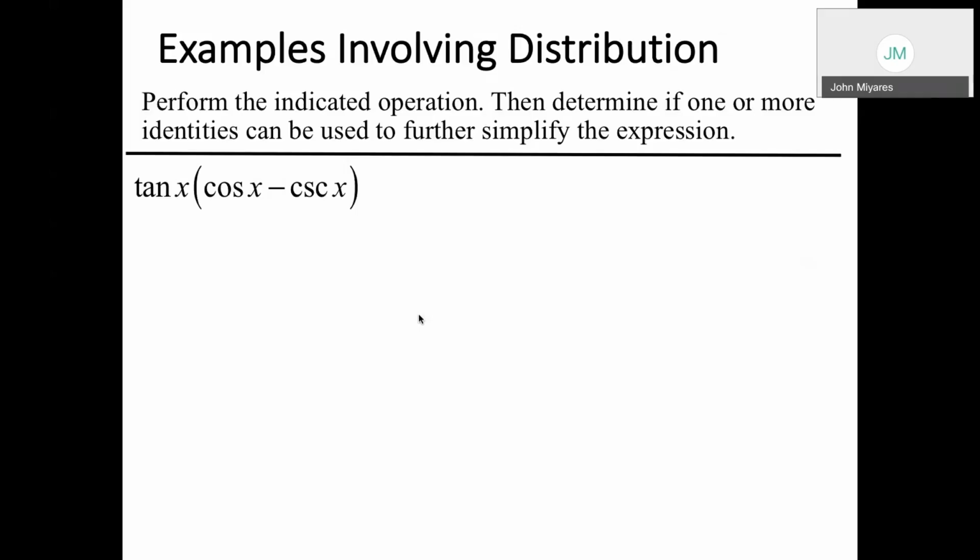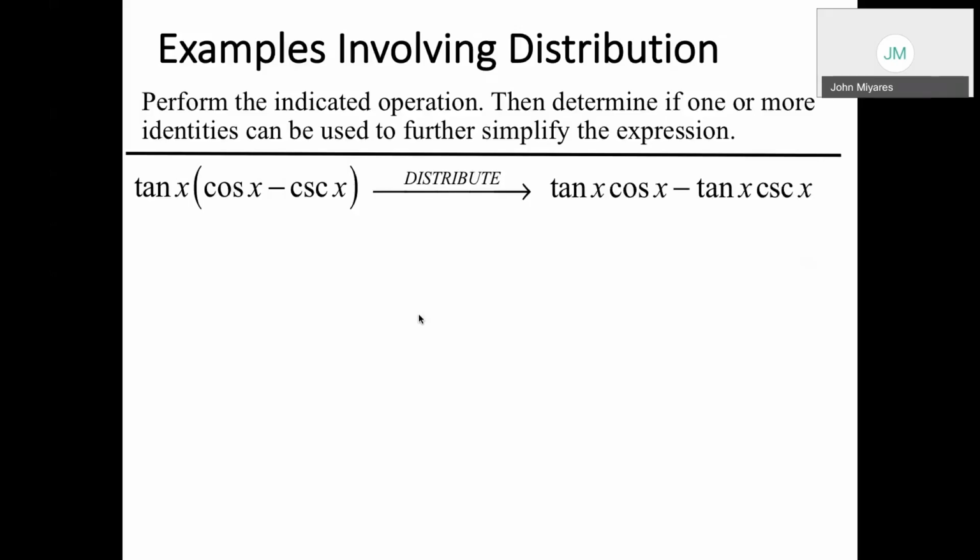Now, don't freak out about the idea that we're not using angle theta in this example. Part of our work in chapters 5 and 6 was to get us to think about these trigonometric functions as functions of numbers and not just properties that are tied to angles in triangles. So for all intents and purposes, we can call these functions of x. The idea here is that we want to distribute the tangent through the parentheses, and when we do that, you'll get tangent of x times cosine of x minus tangent of x times cosecant of x.